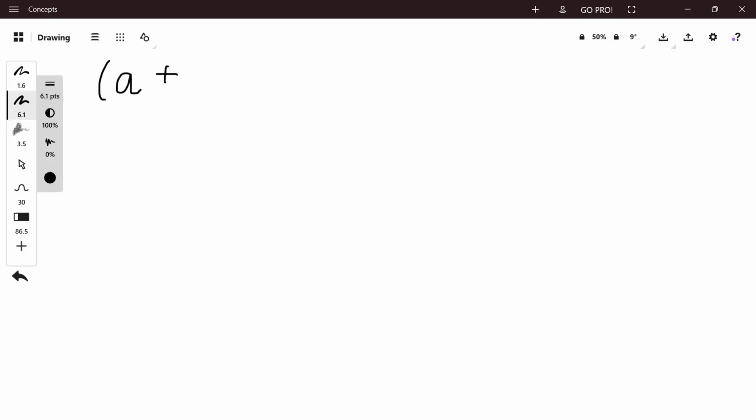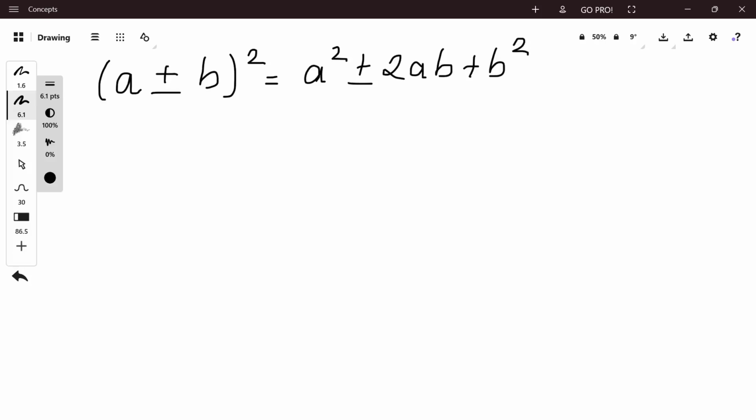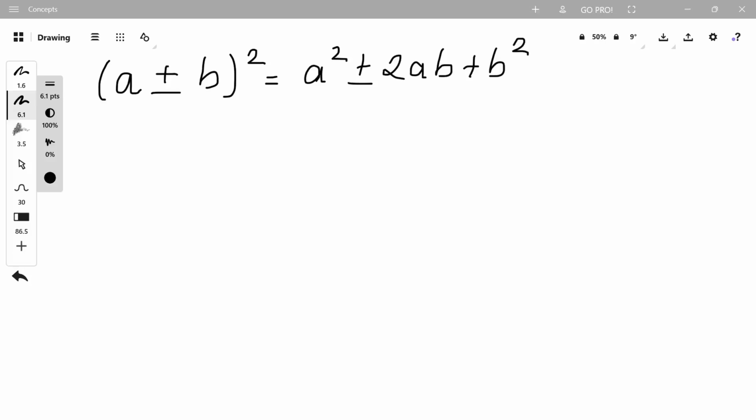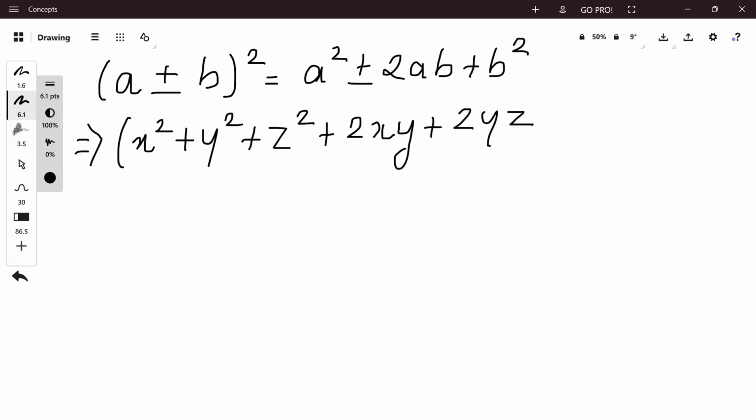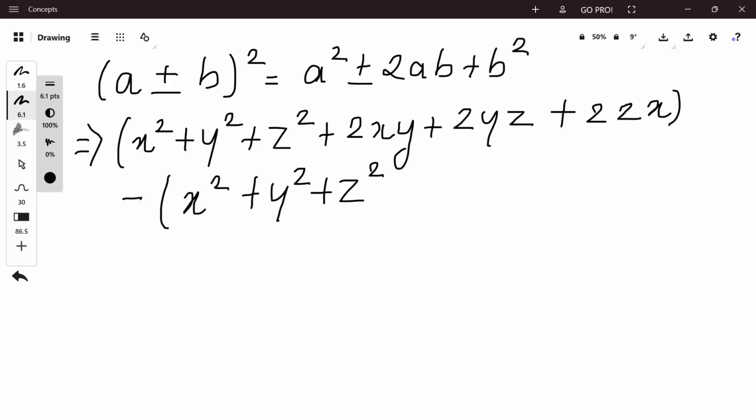Using the expansion, (a ± b)² = a² ± 2ab + b², and subtracting the expanded expansions, that is x² + y² + z² + 2xy + 2yz + 2zx minus x² + y² + z² − 2xy + 2yz − 2zx.